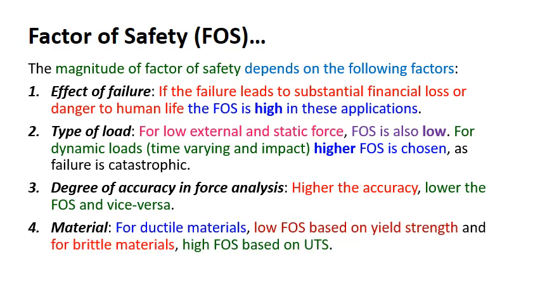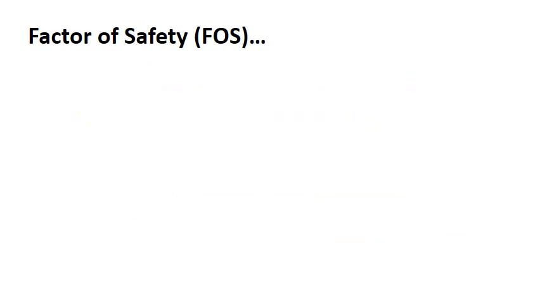For ductile materials, we use low FOS based on yield strength because it will give warning as it undergoes sufficient plastic deformation. Whereas for brittle materials, failure is catastrophic. So I have to employ higher FOS, based on the ultimate tensile strength.